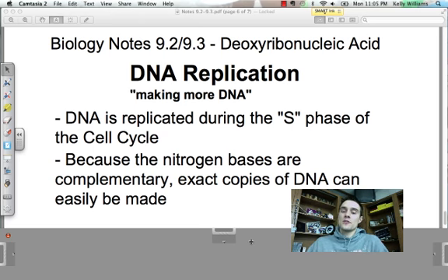Because the nitrogen bases are complementary with each other, because we have that complementary relationship, which we saw a lesson ago, exact copies of DNA can be easily made. All right, and we'll see that here in a second. So, courtesy of the complementary relationships between those nitrogen bases, it's kind of easy to replicate DNA.